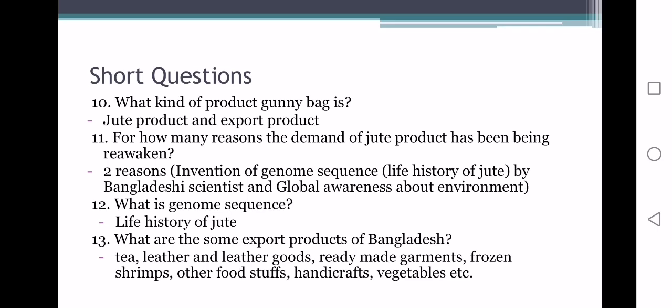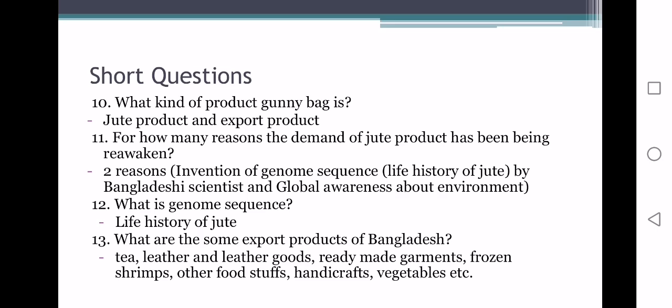Now let's go for short question number 10. What kind of product is gunny bag? And the answer will be jute product and export product. We all know gunny bag is a jute bag. So the answer will be gunny bag is a jute product, and it is also an export product of Bangladesh.